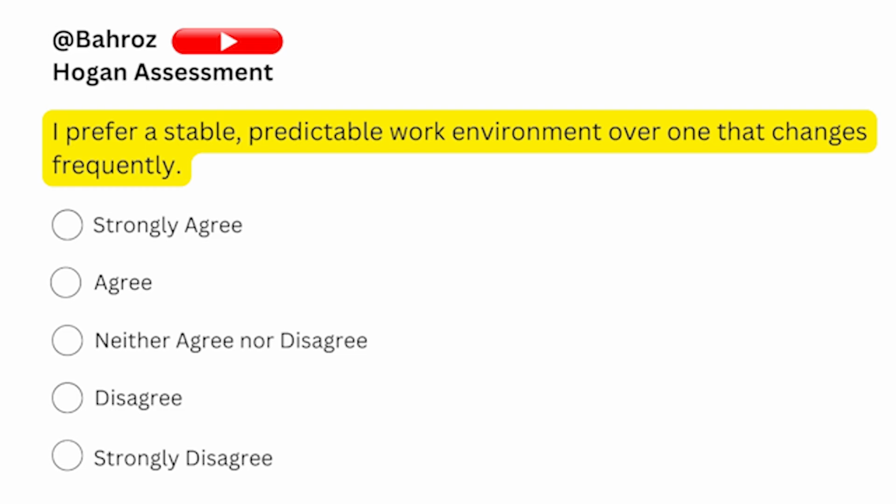In most modern corporate environments, organizations want people who can operate effectively in ambiguity. So, unless you are applying to a very stable, structured environment, answer disagree or neither. You want to signal I can operate effectively even when things shift. I do not need everything nailed down to perform. That is a valuable quality.